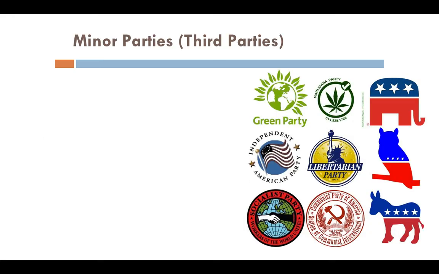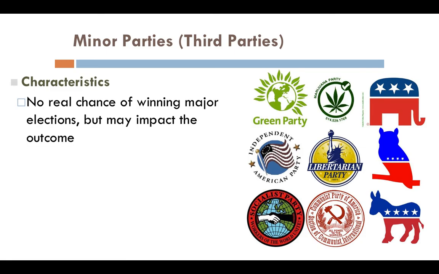We do have minor parties, third parties here. The characteristics of the third parties: really no real chance of winning major elections, but they may impact the outcome. So, for example, a libertarian or independent could take votes away from one of the sides, and that happened in 1992. Ross Perot was running as an independent, and he actually took 20% of the popular vote, not electoral vote, from the Republican. And so that allowed for Bill Clinton to win the presidency.